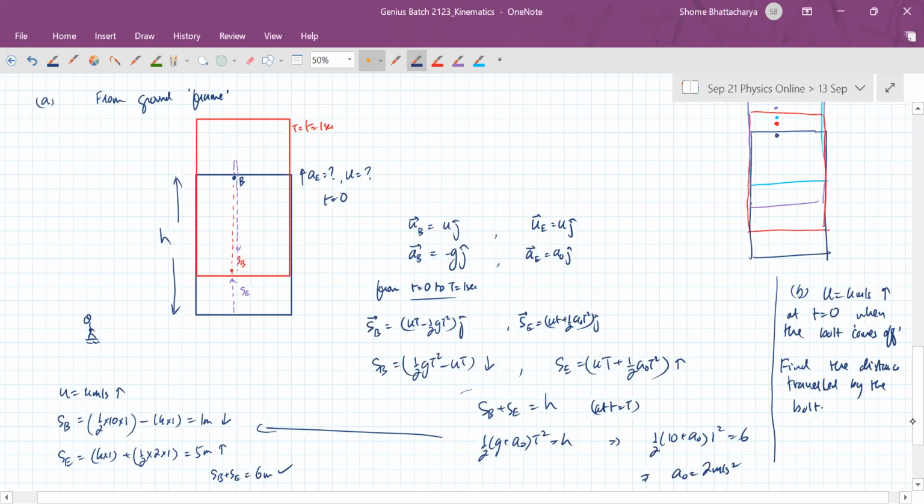The distance traveled by the elevator's floor will be this much only because it has only an upward motion. It doesn't go upward and then come downward. But the bolt's trajectory is such that initially it is in ascent and then it's in descent. So you realize that the distance can only be calculated by understanding the motion of the bolt from the ground frame point of view, because in the elevator's frame, the bolt is never going up and coming down. It's just straight away coming down.